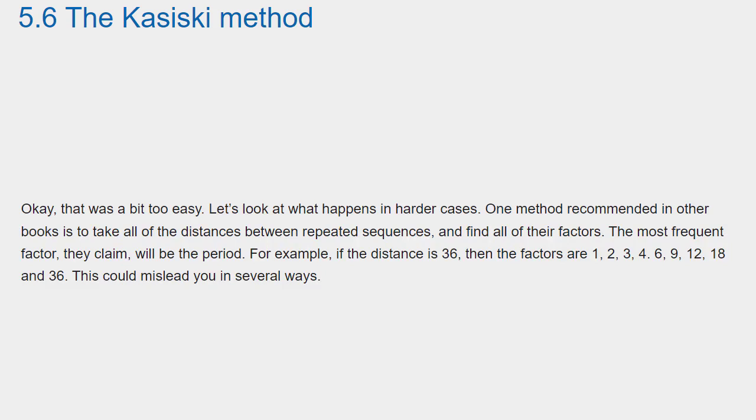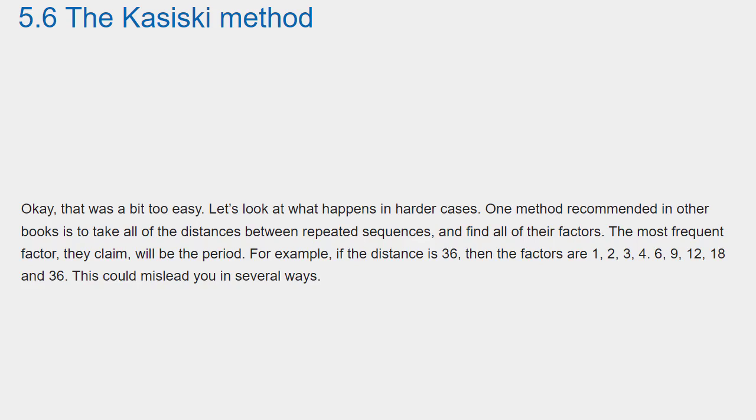OK, that was a bit too easy. Let's look at what happens in harder cases. One method recommended in other books is to take all of the distances between repeated sequences and find all of their factors. The most frequent factor, they claim, will be the period. For example, if the distance is 36, then the factors are 1, 2, 3, 4, 6, 9, 12, 18, and 36.